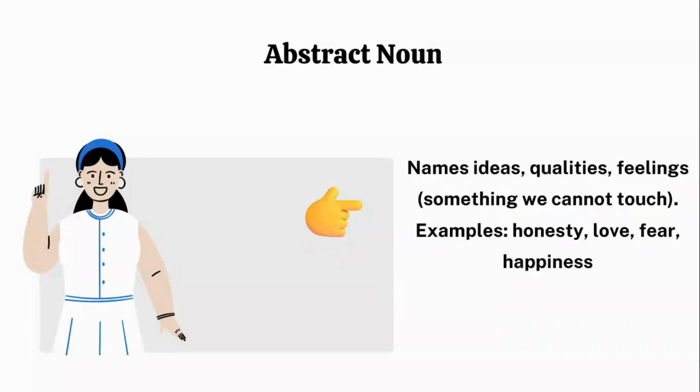mother. So here the love is an abstract noun. He loves his mother, but his mother cannot touch that love, right? So this is abstract noun. Fear, happiness, this is all about ideas, qualities, and feelings. So now it is clear to you all. Now move to the next slide.